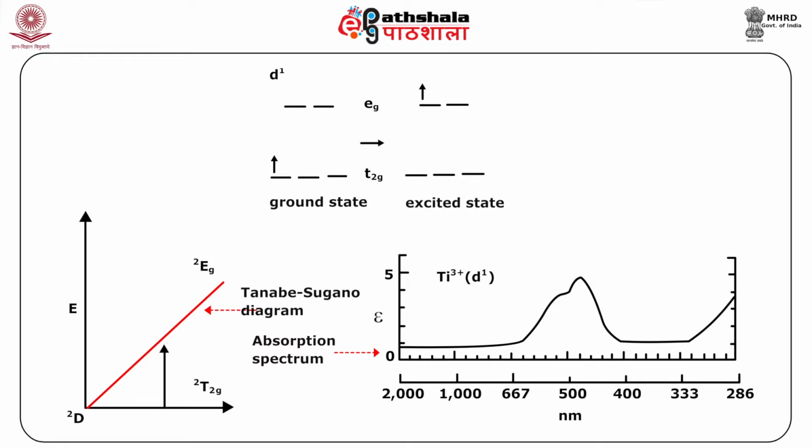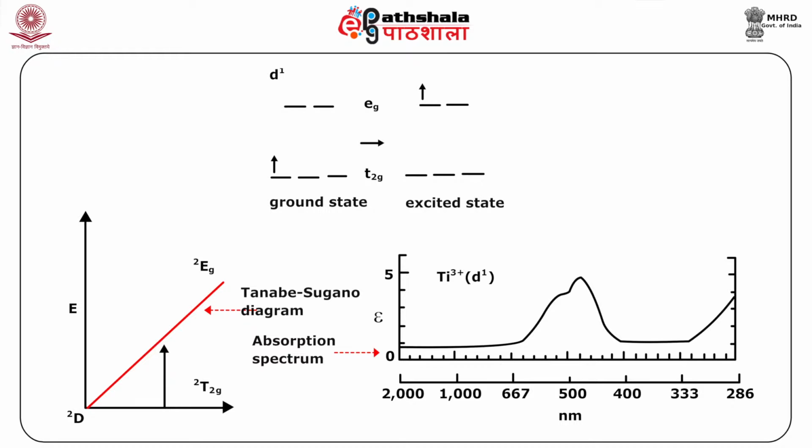The examples of the d1 configurations include titanium 3+ complex, chromium 2+ complex, and the copper 2+ complex, etc. The Tanabe-Sugano diagram along with the absorption spectrum can be represented as follows in the figure. From the figure, it can be seen that only one transition is possible from the ground doublet T2g to the excited doublet Eg state. Thus, only one transition band should be observed, corresponding to the value of delta naught.